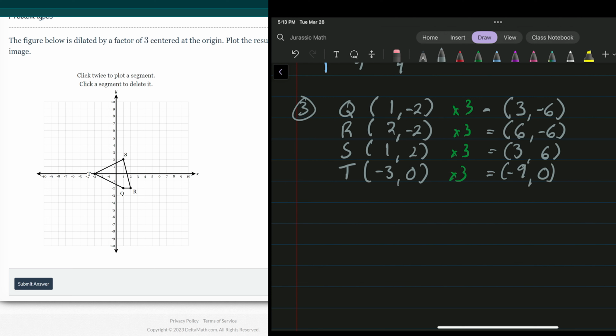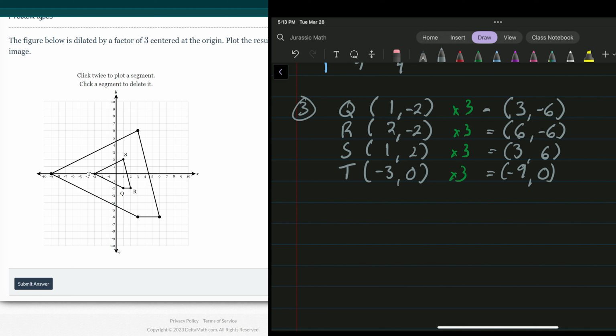Now that I have all my points, I'm just going to go on the graph and click on each one. So the first one, 3, -6, click. Then we have 6, -6, click. 3 comma 6, so go back to 3, go up to 6, click. And that needs to get clicked back there. So I got to do a double click on that one. I was kind of hoping it was just going to make it for me. Then click on that one again. Go down to -9 comma 0 all the way over here. And finally put in my last one.